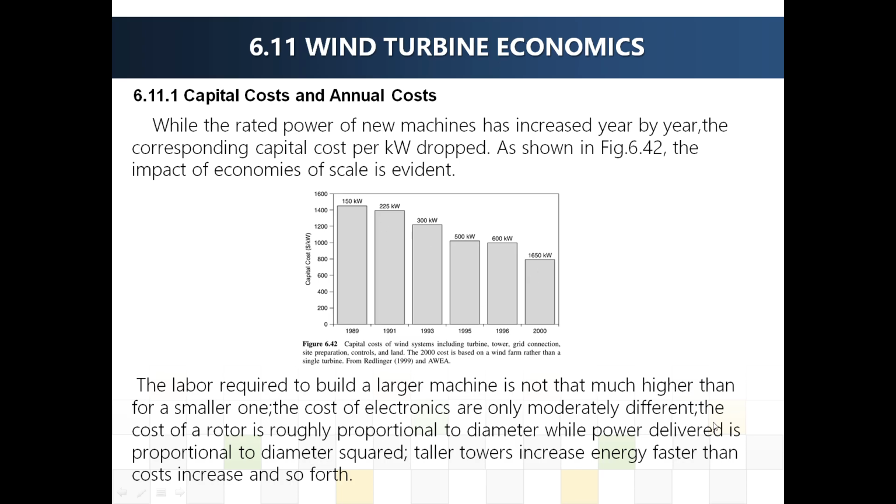The labor required to build a larger machine is not that much higher than for a smaller one. The costs of electronics are only moderately different. The cost of a rotor is roughly proportional to diameter, while power delivered is proportional to diameter squared. Taller towers increase energy faster than cost increases.